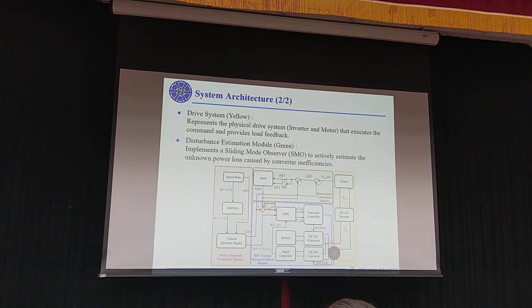On the right, the yellow block is the drive system. The power provided by the battery and supercapacitor is used to drive the electric motor. However, in reality, there is a problem due to efficiency losses. The motor often receives less power than expected. To solve this, we use the green block, the SMO, to estimate this power loss. We add this estimated loss back to the demand. This allows the MPC to generate a compensating command, so the motor gets exactly what it needs.